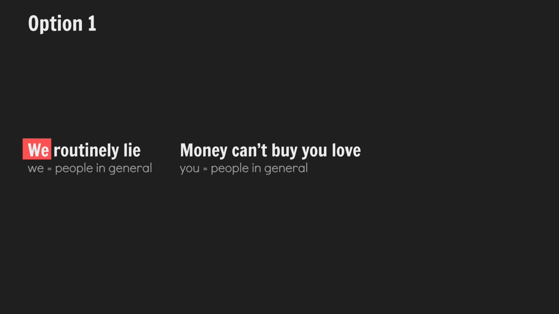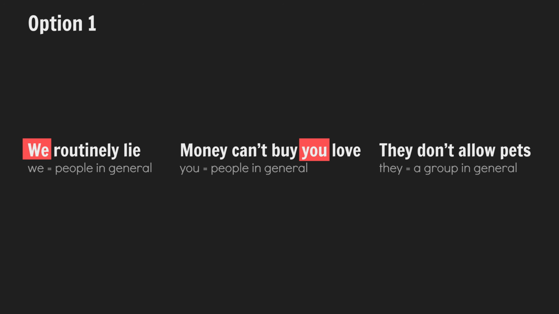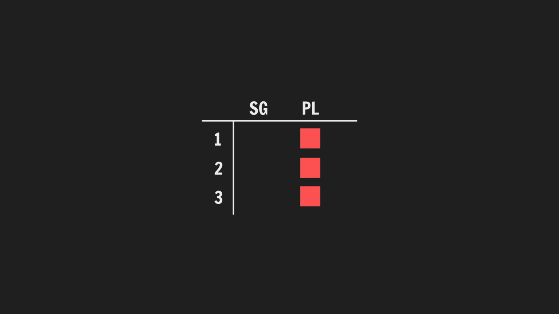Option 1. Take the person markers you already have and just use them impersonally. "We routinely lie." "We" here means people in general. "Money can't buy you love." "You" here means people in general. "They don't allow pets." "They" equals a group in general. Cross-linguistically, plural person markers are most likely to get used impersonally, with the third person plural being the most likely. Outside of Europe, the impersonal use of the first and second person non-singular is not very common.